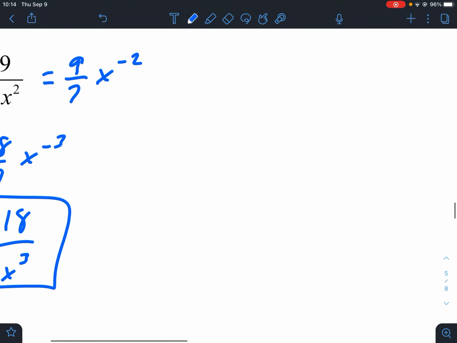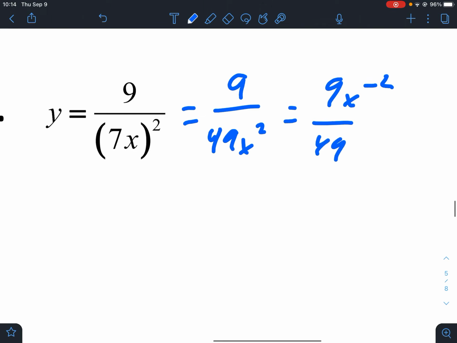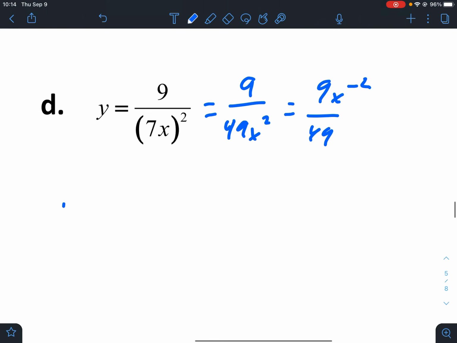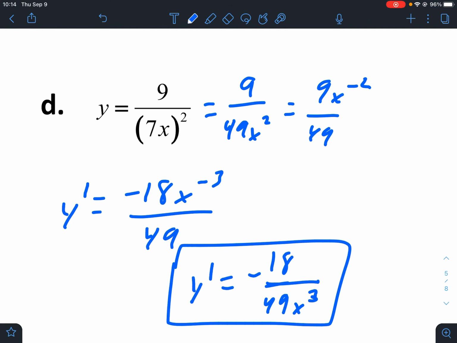Now D looks very similar to that. However, we have those parentheses there, so I would start by rewriting it like this, 9/49x squared, or 9x to the -2/49. So our derivative would be -18x to the -3/49, or -18/49 with an x cubed in the denominator as well. So -18/49x cubed.